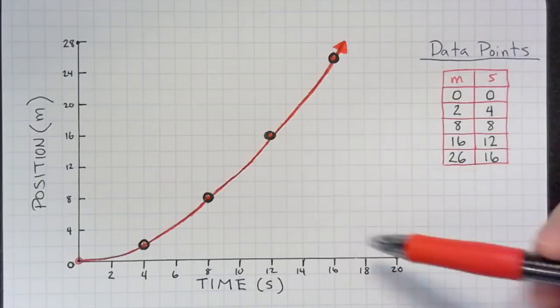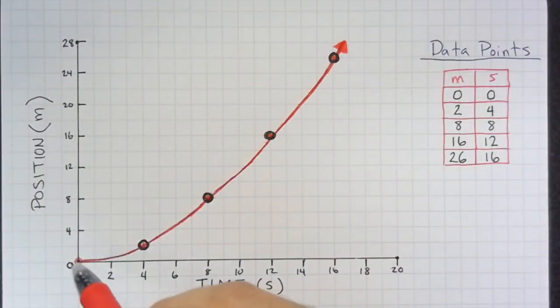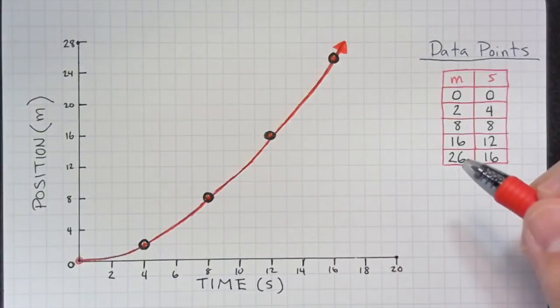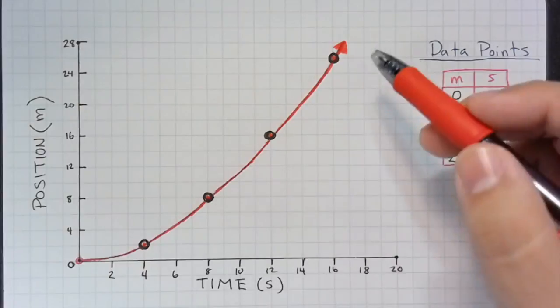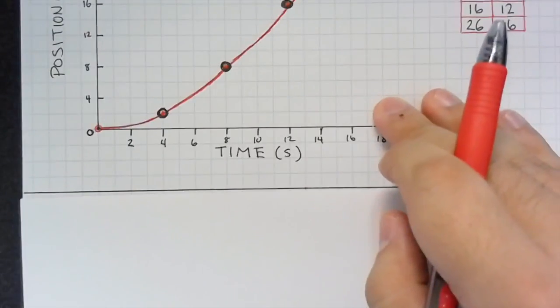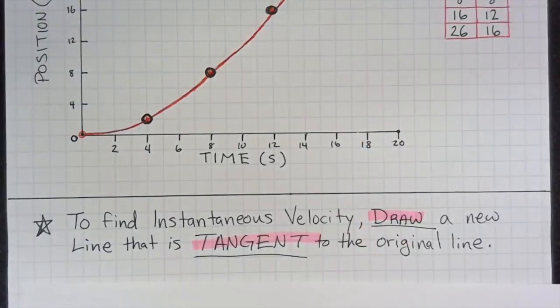So here is another example of a position versus time graph. But notice how the line has a gentle curve to it. That means the velocity isn't constant. It's increasing little by little. In order to find the instantaneous velocity of a line, we need to draw a new line that is tangent to the original line.